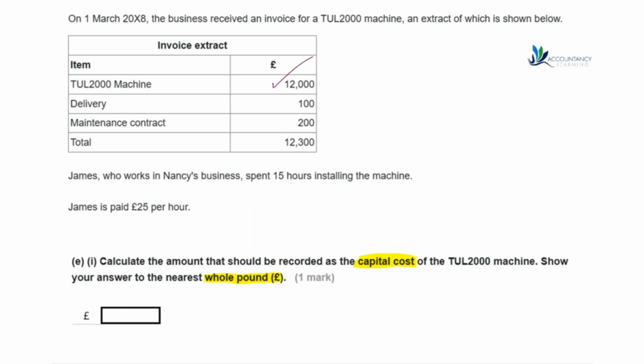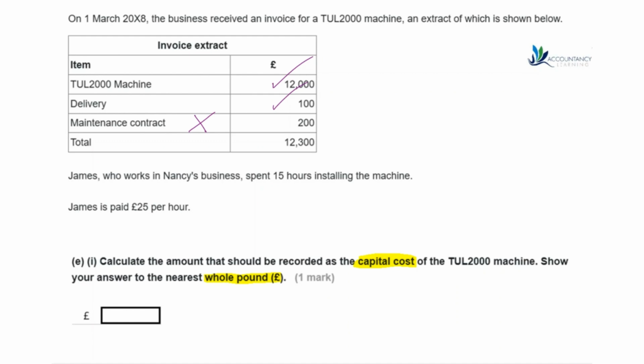We're going to definitely take the cost of the machine in the first place. And remember, the capital cost is going to be anything that gets that machine to its location and working condition. We can include the delivery charge because without it, we wouldn't get the machine to the location that it's needed. But we cannot include the maintenance contract because this will be something that goes in our revenue expenditure. That is to maintain the machine over the course of so many years.